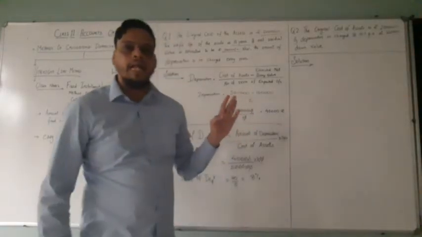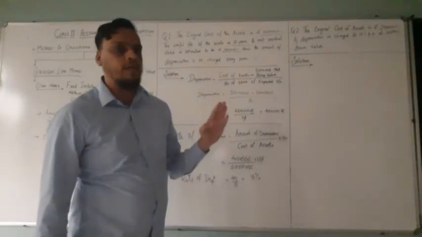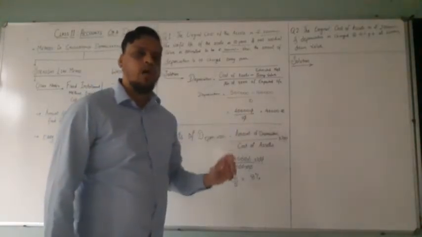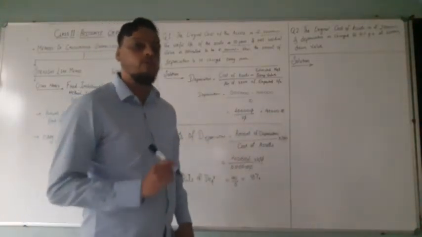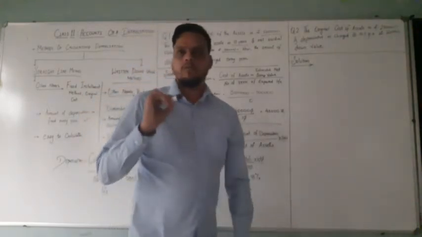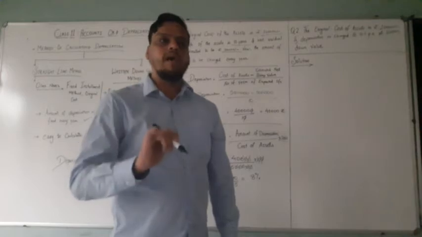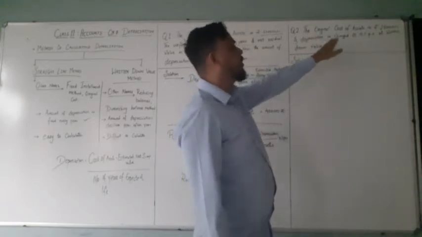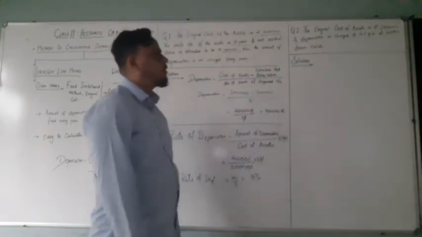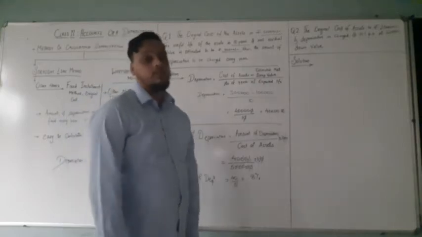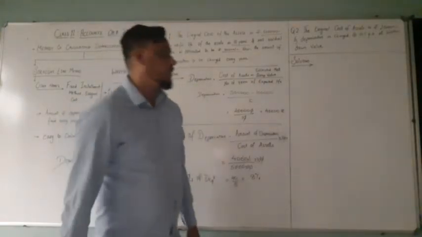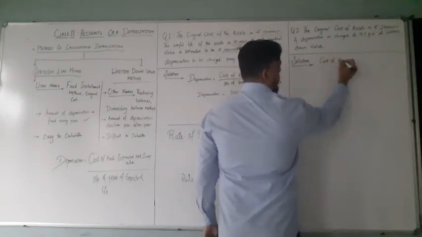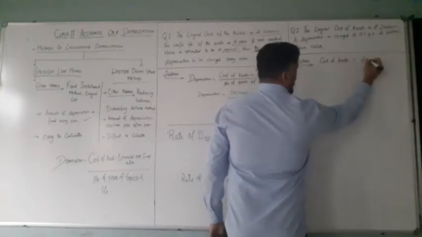Here it is difficult to calculate the amount because it is the written down value. As I already told you, written down value means you have to charge depreciation on book value. Be careful with the word book value. When it comes to WDV or written down value, you have to remember book value. Now, second question: the original cost of the asset is 2 lakh rupees and depreciation is charged at 10% per annum by the written down value method. Here in this question, it has been said that the cost of assets is 2 lakh rupees.